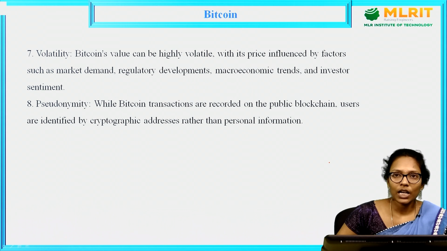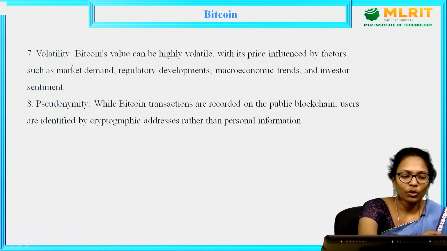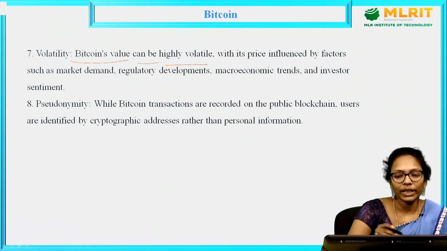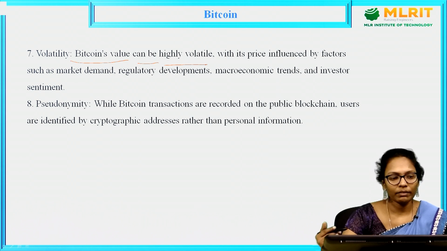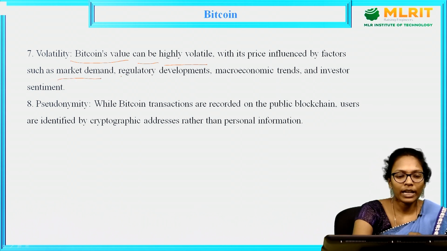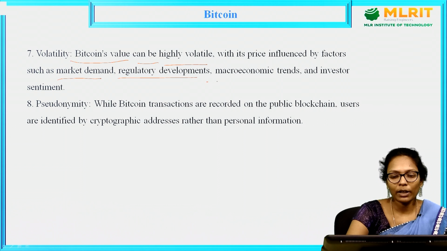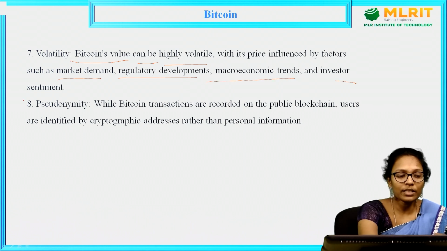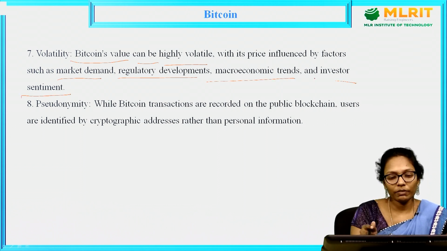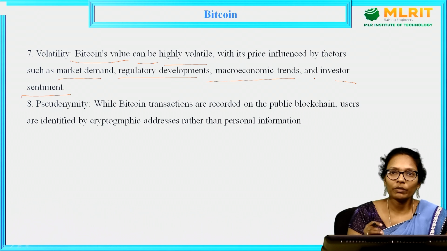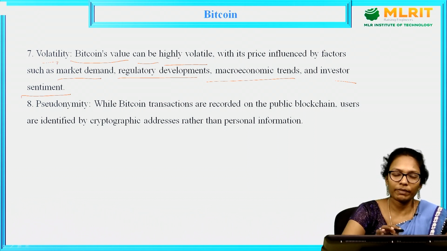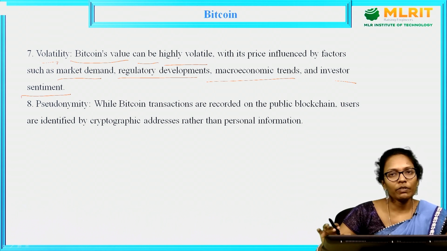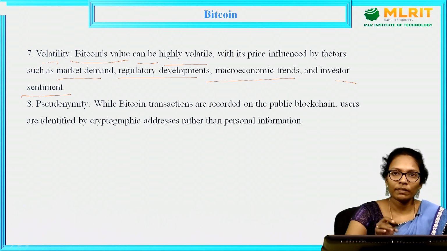And next is volatility. As we know, Bitcoin's value can be highly volatile. It depends on the market demand, regulatory developments, macroeconomic trends and investor sentiment. Based on these factors, the Bitcoin value will be volatile. It may be high, it may be low. It is not fixed or constant. It will change based on these factors.